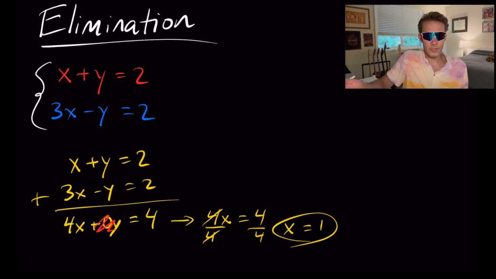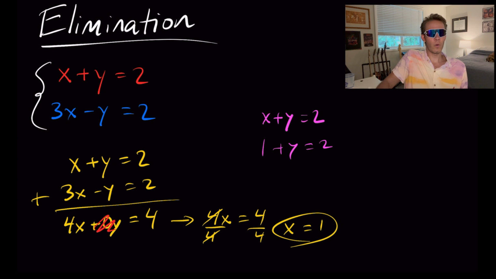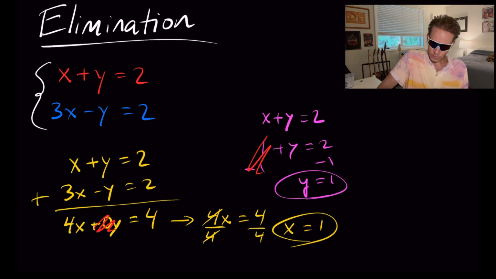All right, so now you do the same thing that you did in substitution. Once you get one of your variables, just plug it into either one of the equations above and solve for y this time. So let's use that top one. We got x plus y equals 2. Instead of x, I'm going to replace it with 1. So I'll have 1 plus y is equal to 2. I want to get y by itself, so I'll subtract 1 from both sides. Those will cancel, and I'm left with y is equal to 1. 2 minus 1 is 1. So our solution for this system of equations is going to be 1, 1.